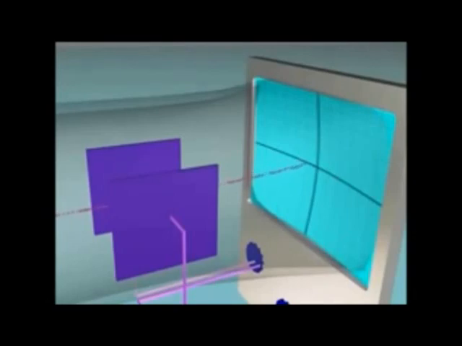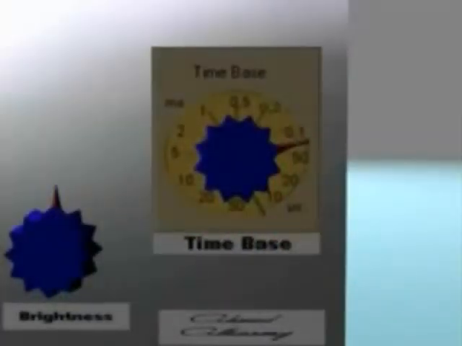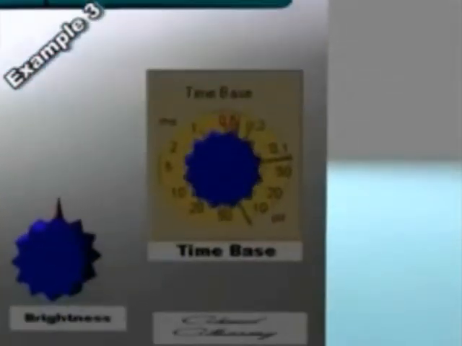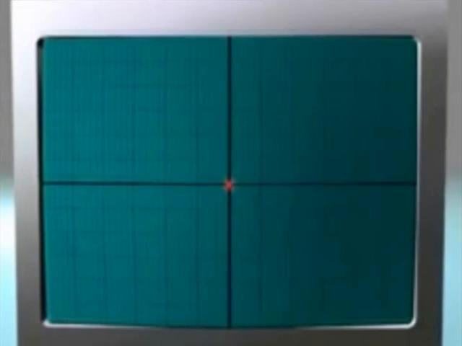In the CRO, a varying voltage is applied to the X plates from a special circuit known as the time base. The sweep of the spot across the screen can be adjusted using the time-base control knob, which operates the frequency of the time-base voltage. The higher the frequency, the shorter the time of sweep. If the frequency is now raised, the movement of the spot gives a permanent trace of a horizontal line across the screen.